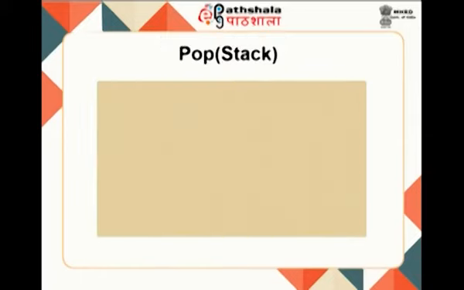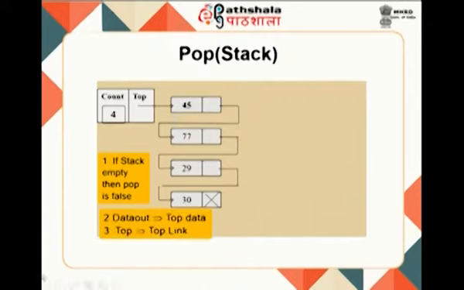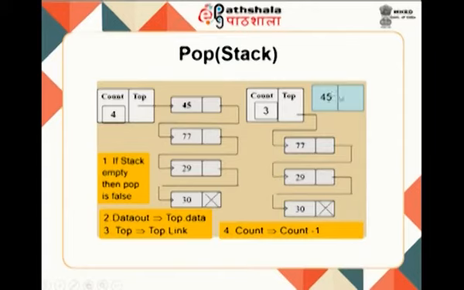Now, let us go to the pop stack operation. So, this is the stack before the operation, and if the stack is empty then pop is false, the normal operation is empty. So, data out is equal to top dot data and top is equal to top dot link. Now, the new top will point to this, and of course, the count has to be decremented. So, this 45 is given out and the new top points to the address of this node and the count has been decremented. So, this is the pop stack operation.